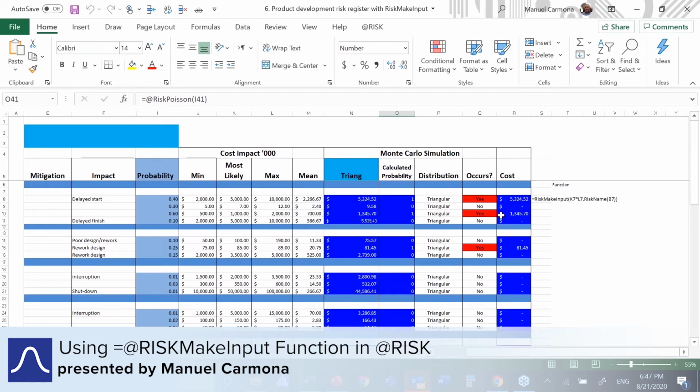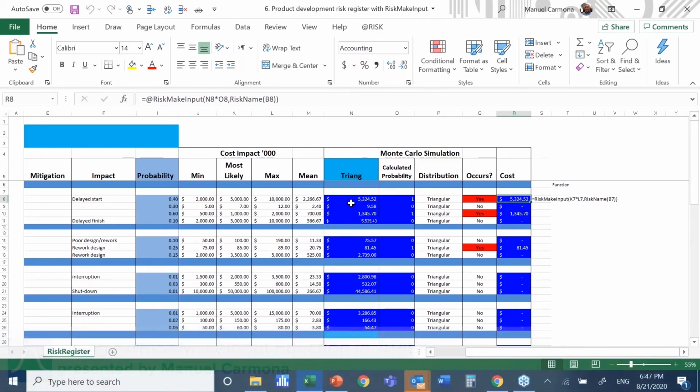It's called RiskMakeInput. Essentially what we do is the same. The model is exactly the same, but instead of multiplying just the value of the triangular distribution by the value produced by the binomial distribution, we enter this function called RiskMakeInput, and then we make the multiplication. We enter the multiplication as a parameter for this function and the name in B8, which is the name of the risk. This will tidy up the tornado chart.